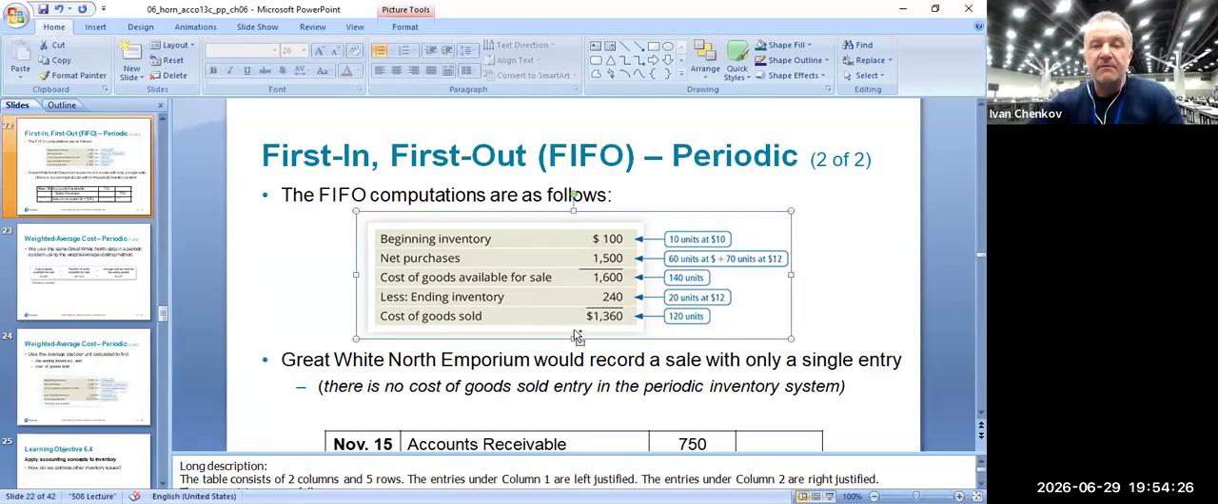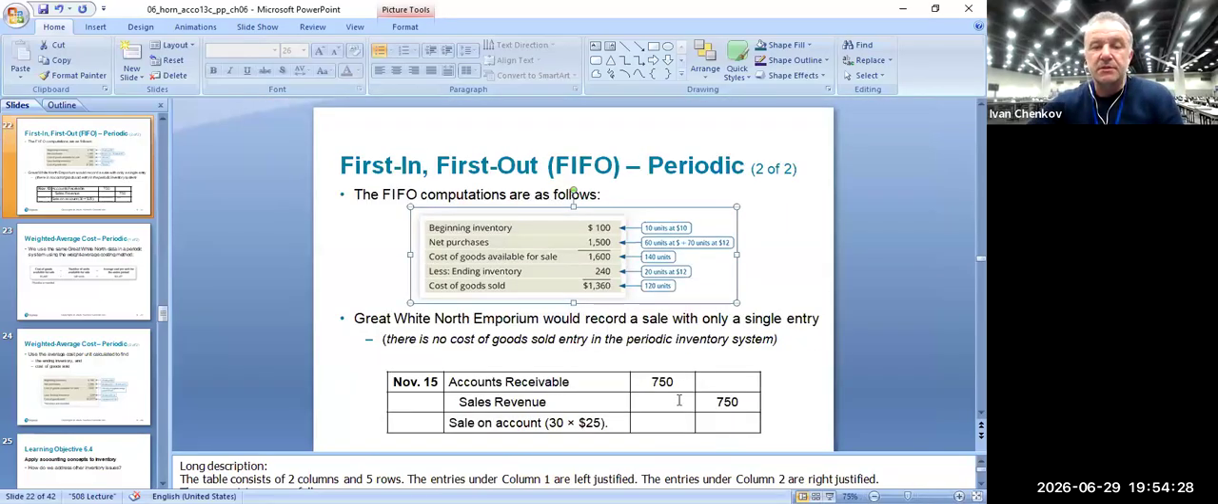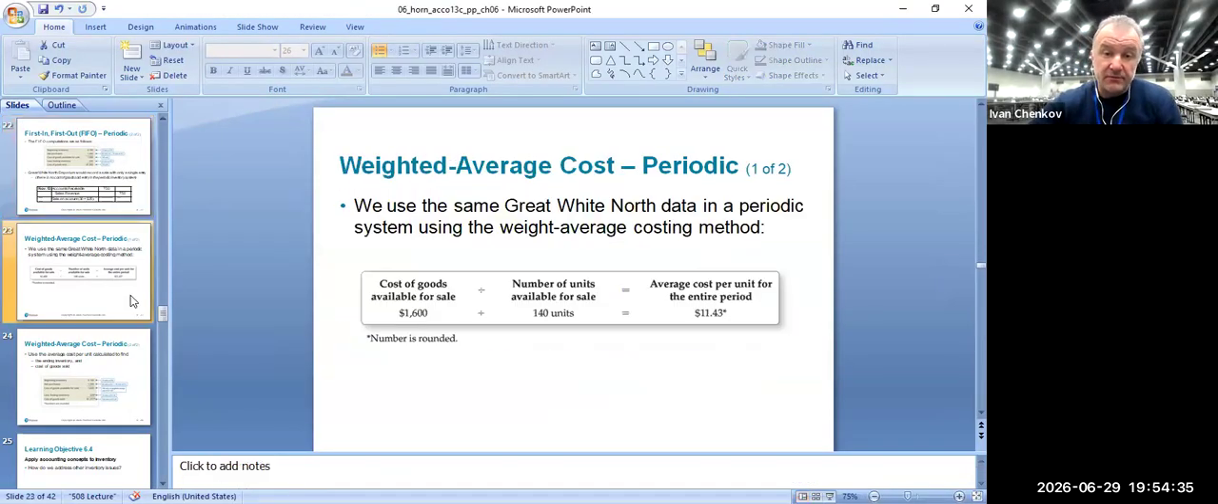In the meantime, every time we have a sale, we're going to do the journal entry for the sale. On November 15 and on November 30, we're going to record our sales. At the end of the month, we're going to do the one entry for the cost of goods sold.